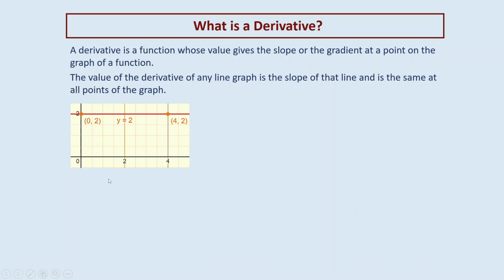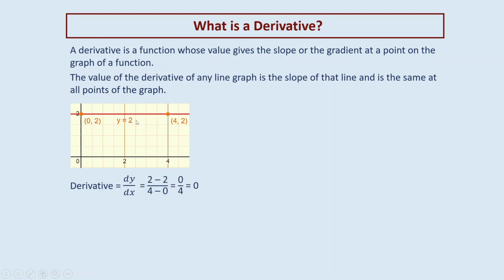What will be the derivative? The derivative is written as dy by dx, and this is equal to the slope. What is the slope formula? y2 minus y1 over x2 minus x1, and I have taken these 2 points. You may take any other point as well. I have taken (0, 2) and (4, 2), so the slope will be (2 minus 2) over (4 minus 0), which is equal to 0 because 2 minus 2 is equal to 0.